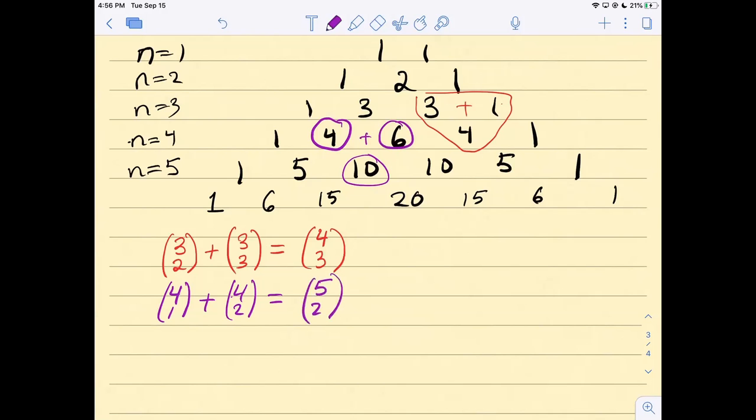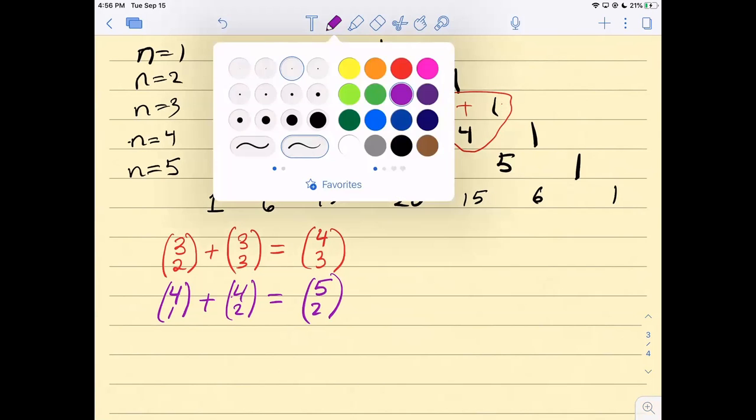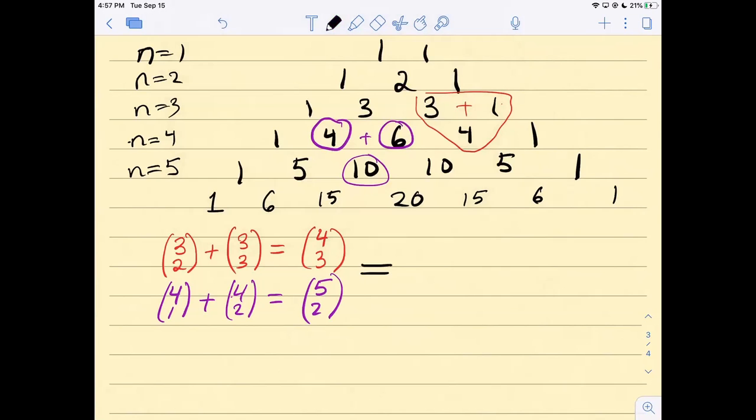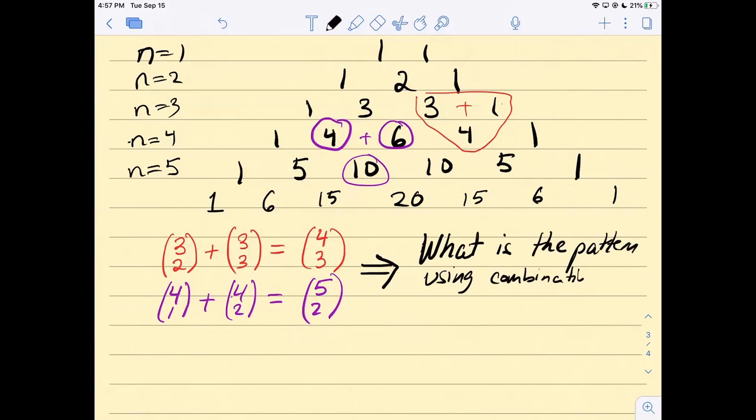And see if you can come up with the question I have here to think about, and really, I encourage you to think: what is the general pattern here? Can you express it using combinations? And then why is it true?